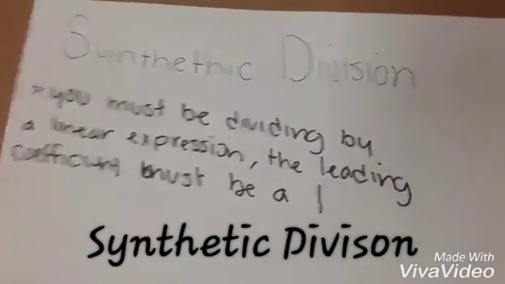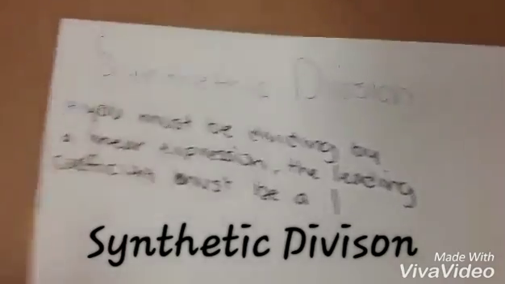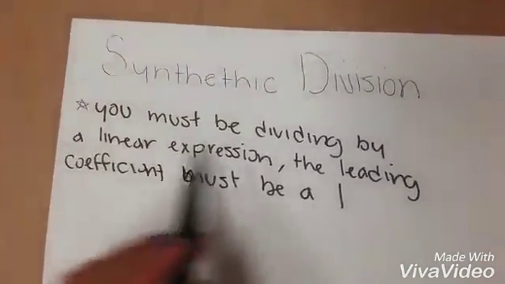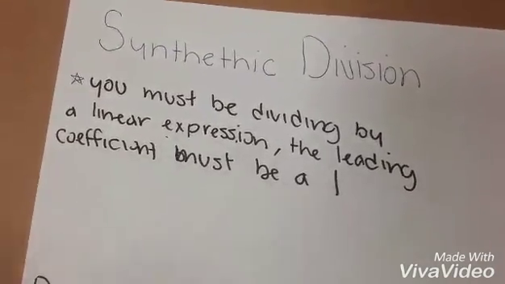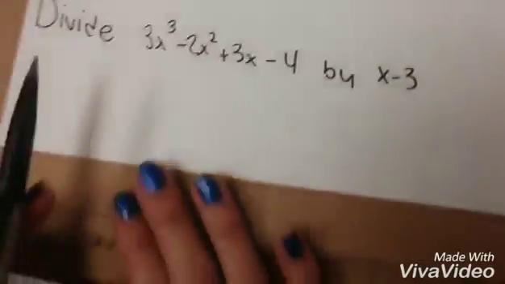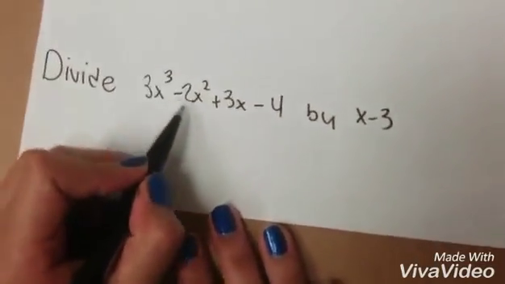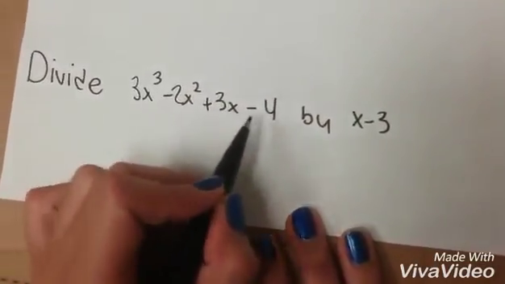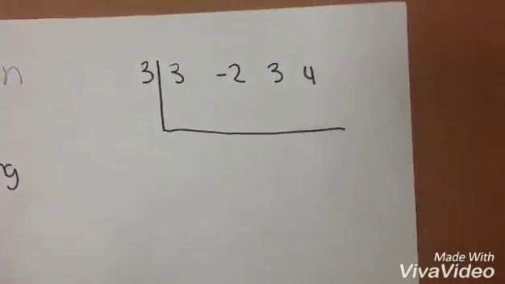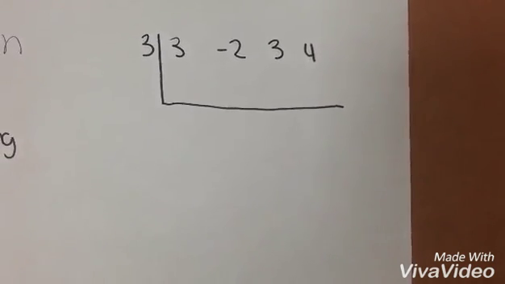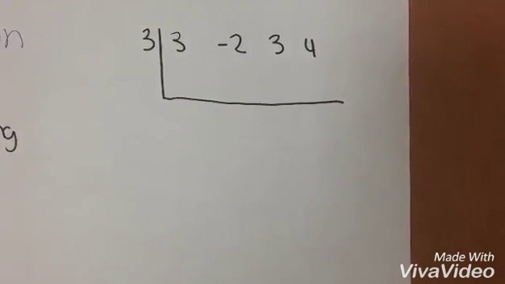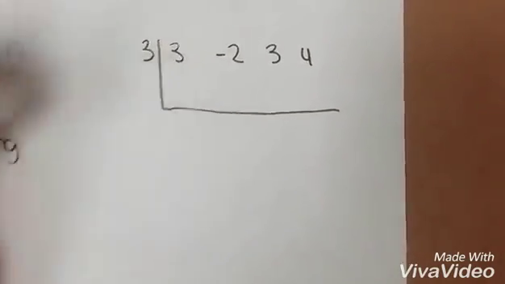So, the final one will be synthetic division, but this one has a restriction. You must be dividing by a linear expression. The leading coefficient must be a 1. So we're going to divide 3x cubed minus 2x squared plus 3x minus 4 by x minus 3. For the first step, you will write down all the coefficients and put the 3 from x minus 3 at the left. So that's how I got this 3.